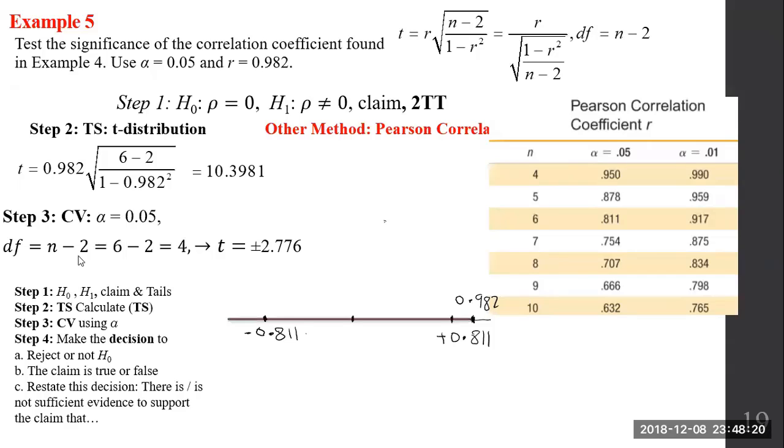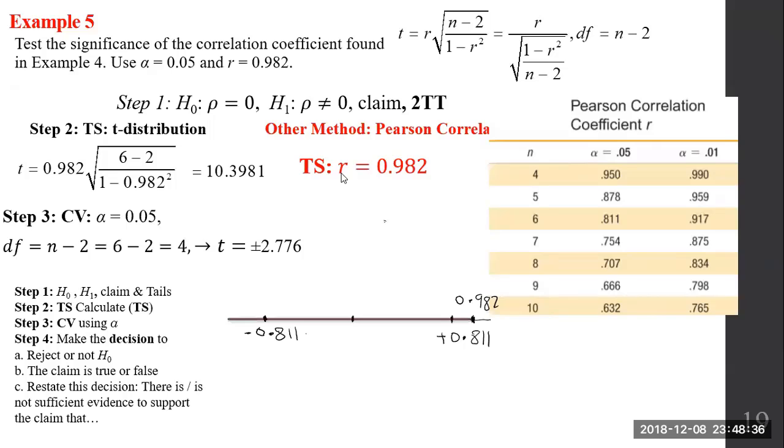Step number 3, find the critical value, with alpha equal to 0.05. The degrees of freedom here is n minus 2. So for T, you can use our chart. You should all know how to do that by now. It would be plus or minus 2.776. And this is another method that you can use. Another method would be using a Pearson correlation table.